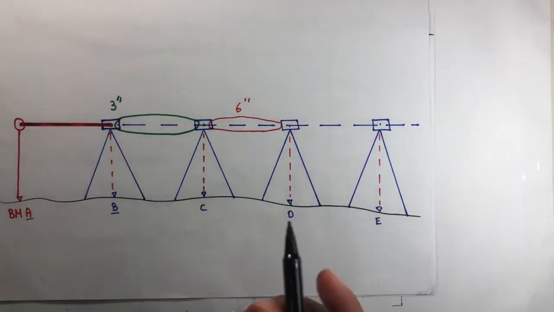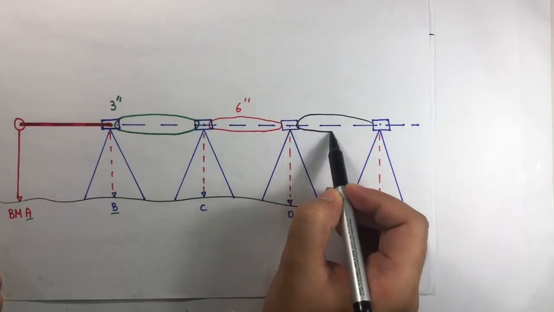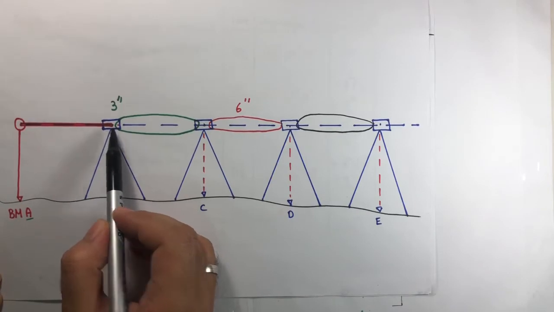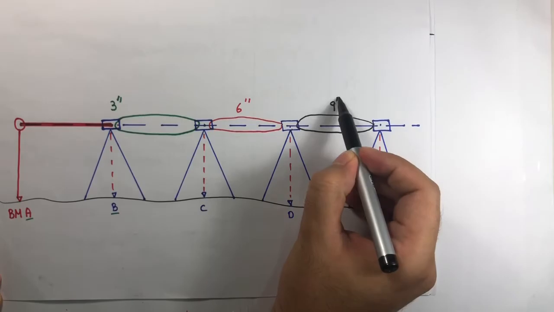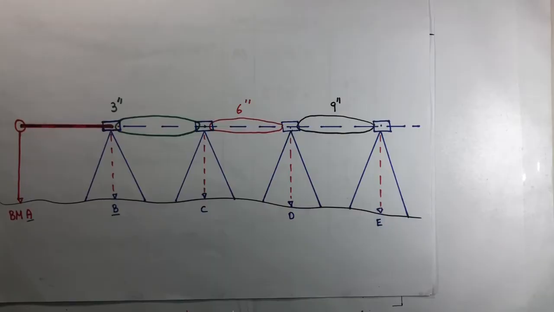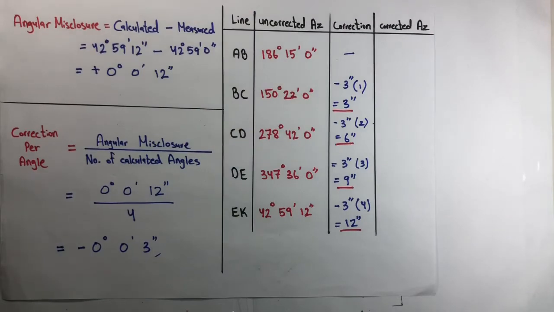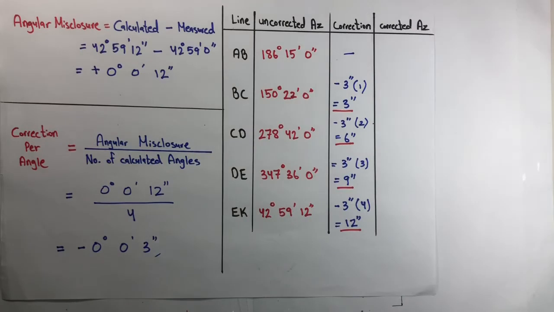Similarly, we'll move to the next setup, and we need to know the error of this line. So we have the error of this equipment is 3 seconds, here 3 seconds, here 3 seconds, we'll get 9 seconds. So let's return to our question, and now we understood why those corrections are cumulative. Now we can step forward to find the corrected values.